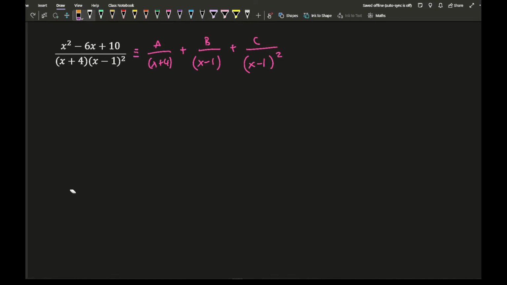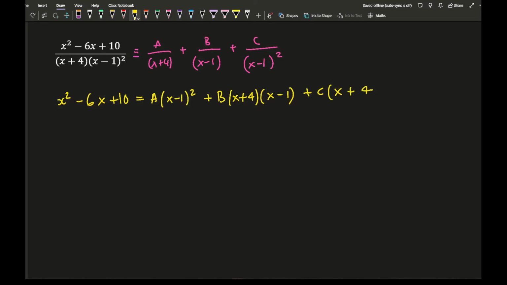So then from this, what we get is multiplying out the denominator. So I get 6x plus 10 is equal to, and again, a with the other denominator, so it's (x minus 1) squared, plus b with both the denominators, so (x plus 4)(x minus 1), plus c, and that's going to have (x plus 4). And there we go.